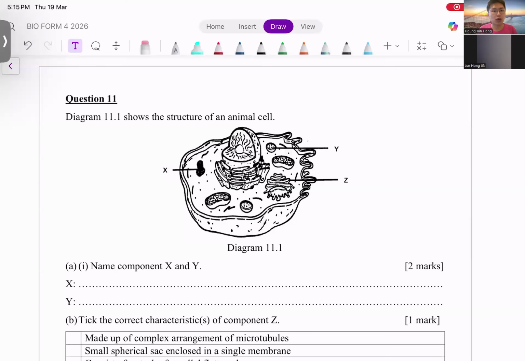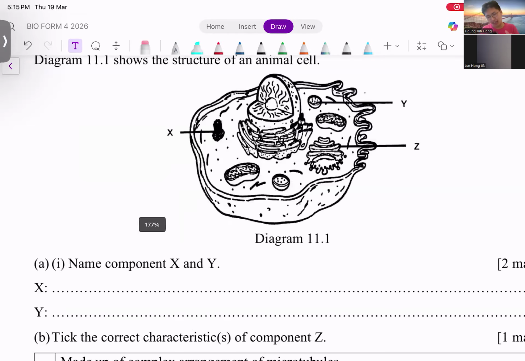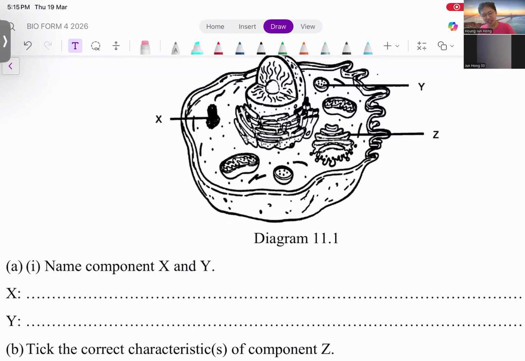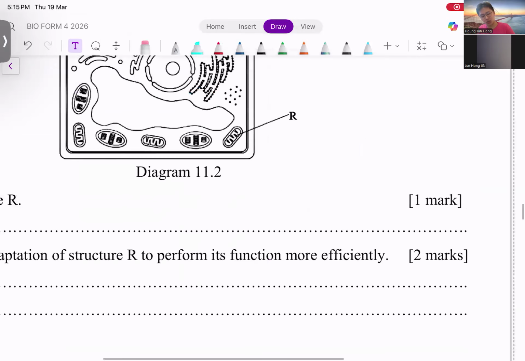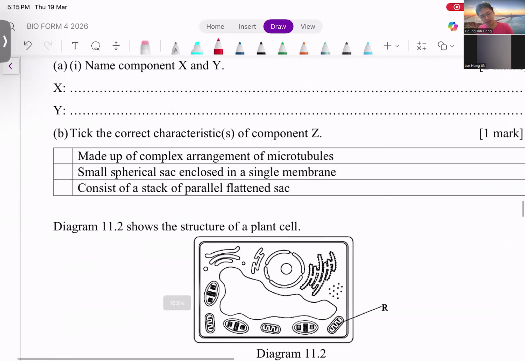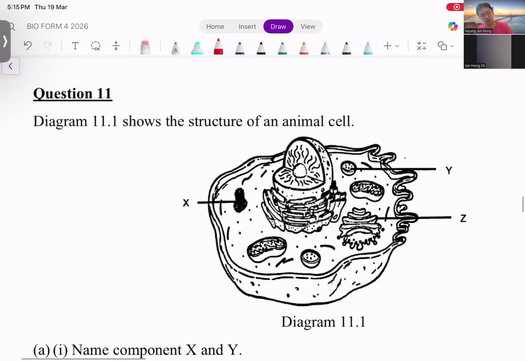Okay, let's move on to question 11. Name component X and Y. So, X is a bit too dark, but to be fair, if you can kind of see, it's kind of like two tubes, if that makes sense. And in fact, each of the tubes is made up of microtubules, like this. Okay, 很多个小小个的棍组成的。So yeah, that is our centriole.